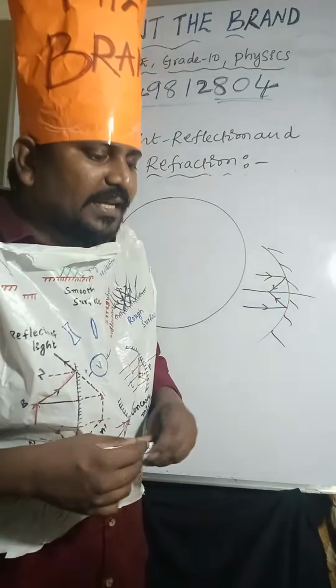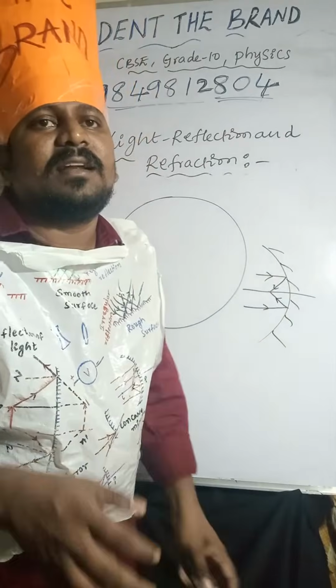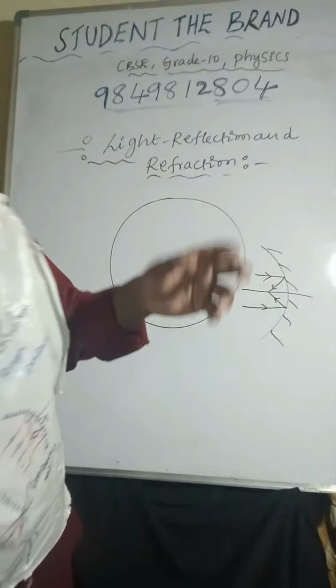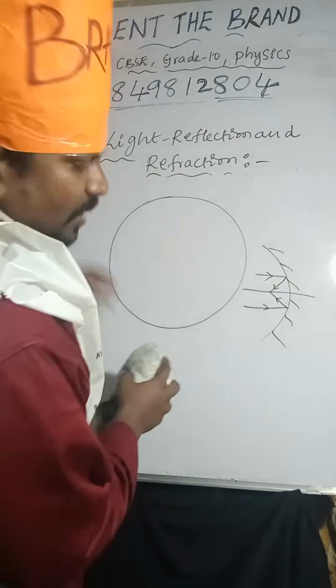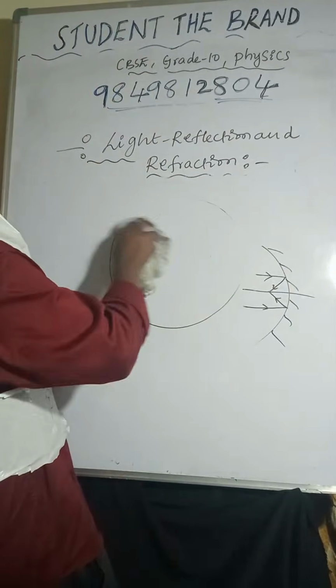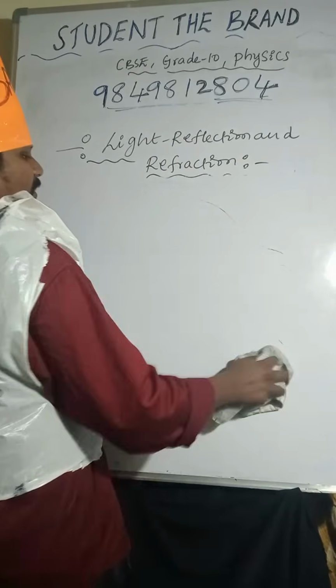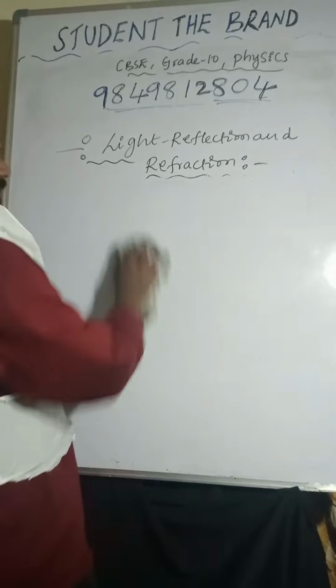If the reflection of the mirror takes place inward, then that is known as concave mirror. Reflection takes place outward is known as convex mirror. Okay, so reflection takes place inward, concave mirror. Reflection takes place outward is called convex mirror. So here you can observe.